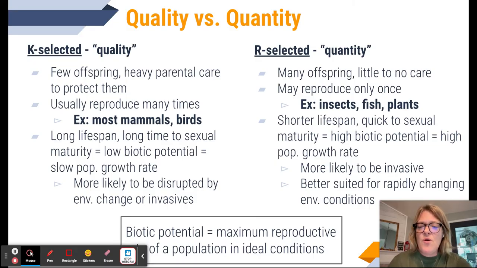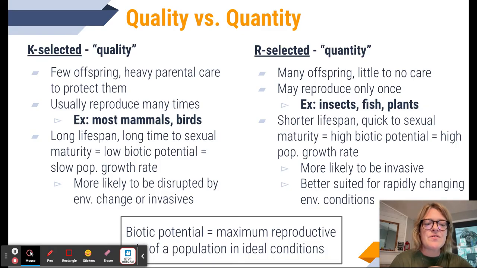They also have a slow population growth rate. So elephants just aren't going to take over the world in the next couple of days because they're not having that many babies. And they are also more likely to be disrupted by environmental change or invasive species. So these are all the characteristics of K-selected species.